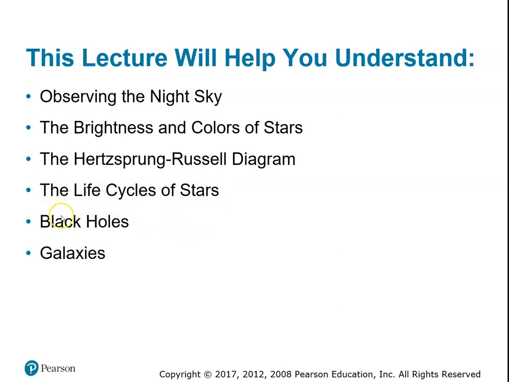We'll talk about the death of stars, and a black hole is the most extreme example of the death of a star. There are much more mundane ways that stars die. Our sun, for example, will become what's called a white dwarf when it dies, and we'll see where that is on the HR diagram.